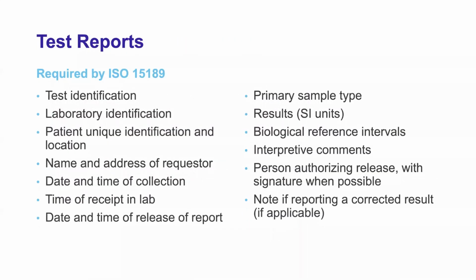So this is just a summary of what's required on test reports by ISO 15189. We'll just quickly go through. Things like test ID, what laboratory it's performed at, the patient's unique identifiers, who requested the test, the date and time of collection, the time it was received in the lab, the date and time it was resulted, the sample type, any reference ranges, and any interpretive comments. And if you amended or corrected the report, you also need to note that you corrected the report, the date, and we always say what the original result that went out was, and then what the corrected result was.